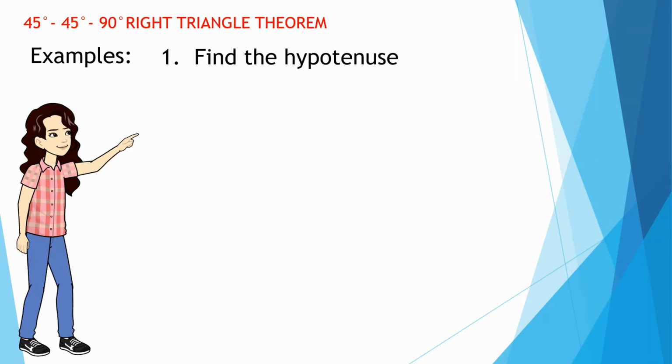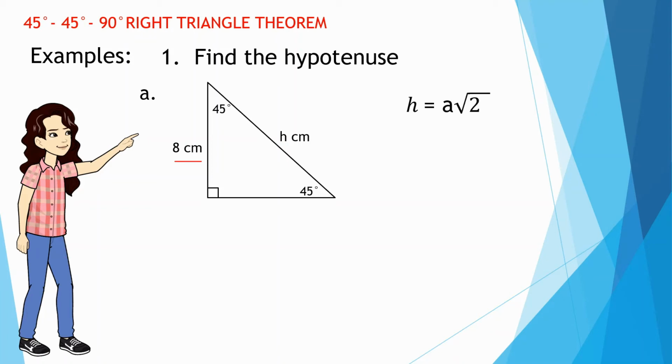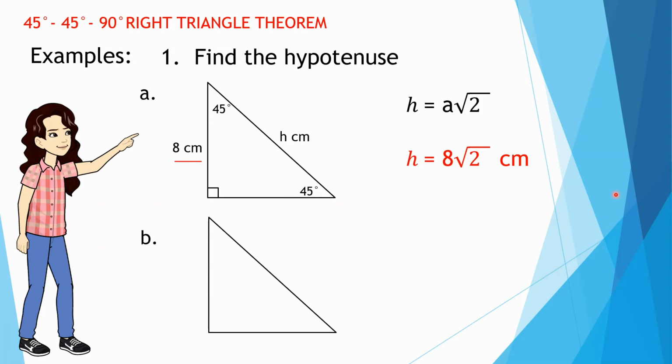Here are the examples. Let us find the hypotenuse. So, these are right triangles, yes. So, we have a 45, 45, 90 right triangle. We're going to find the hypotenuse if your leg is 8 centimeters. So h is equal to a square root of 2. A is the leg, so a is 8. So it becomes 8 square root of 2. So that will be the answer for the hypotenuse.